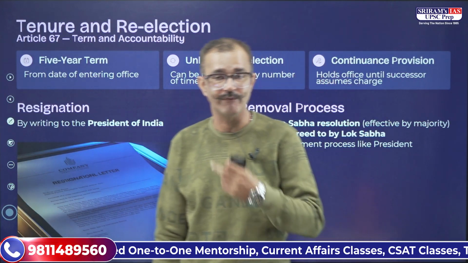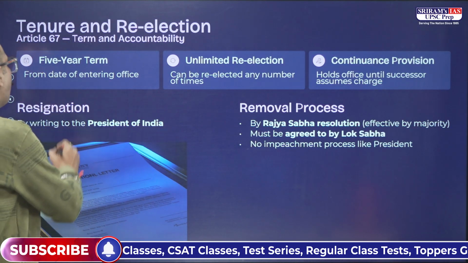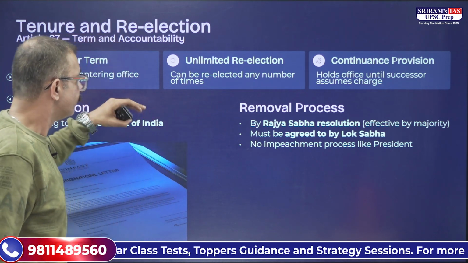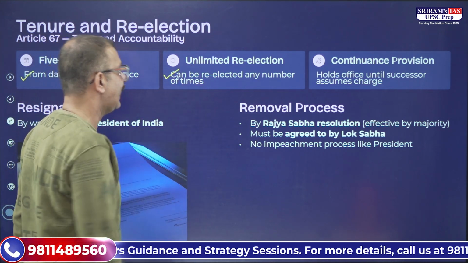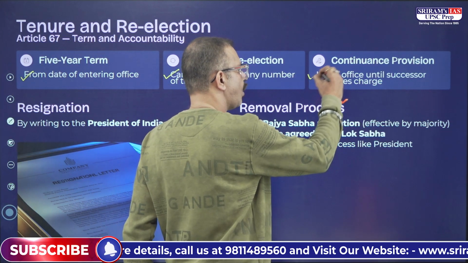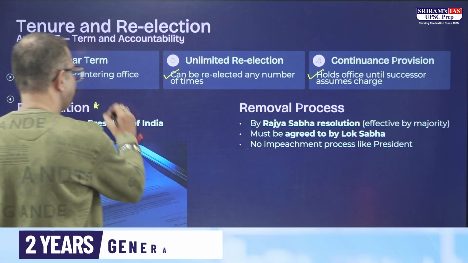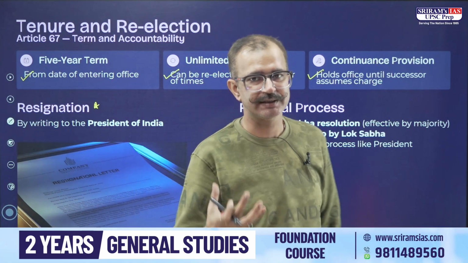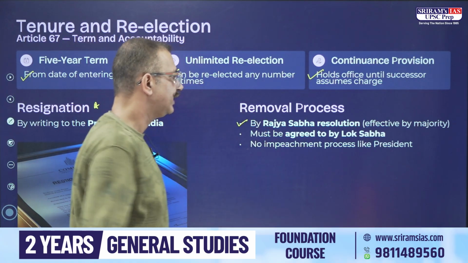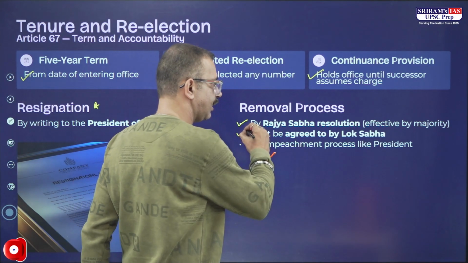Now, when it comes to the tenure and re-election, he is elected for a term of 5 years from the date when he enters the office. All right. Then he can be re-elected any number of times, the same that we have seen in the case of president, and also he holds office until a successor assumes the charge. All right, he can also submit his resignation. To whom does he submit his resignation? To the President of India, and also he could be removed by the effective majority of the Rajya Sabha, which has been agreed by the Lok Sabha.